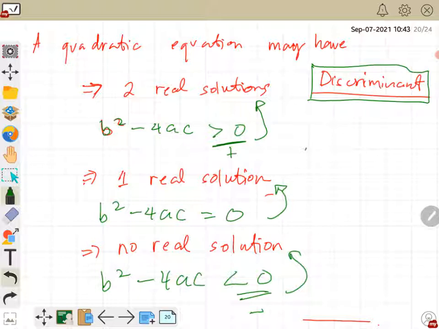So this understanding of the number of solutions in a quadratic equation will actually help us later in solving complex graphing problems. When you try to graph quadratic functions or quadratic equations, there we can see the importance of these discriminant values, or the number of solutions in a quadratic equation. So let's try to use this in some examples.